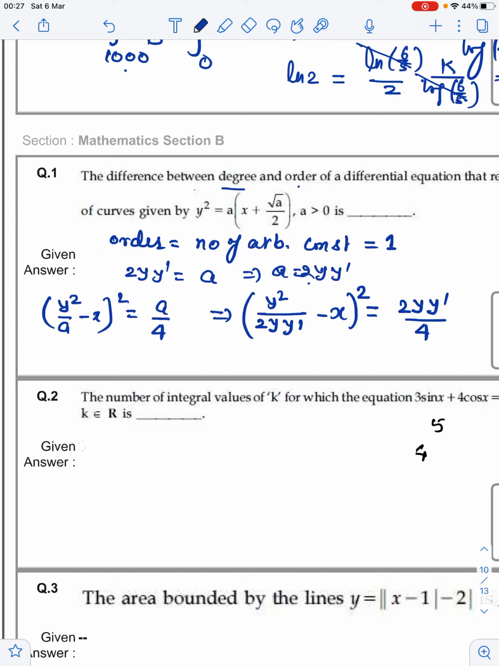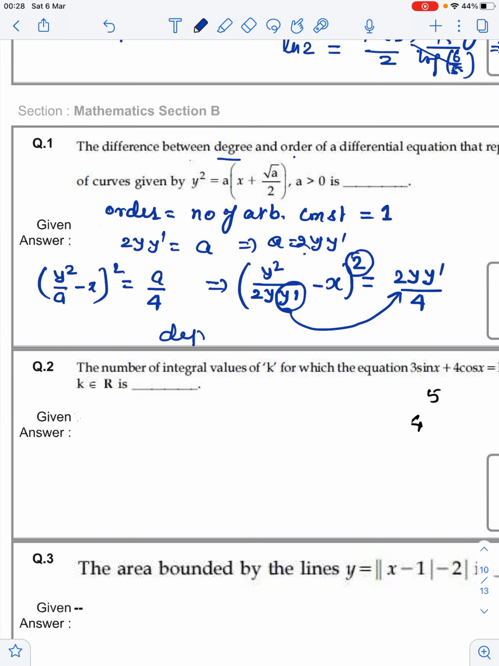Now no need to calculate further. Now you can clearly keep an eye on the derivative. This derivative is in the denominator and under a square. So this y dash square will appear, and this will go and multiply over here, and definitely power 3 will appear. So degree is equal to 3, and obviously order is 1. So the difference between these two is 2.